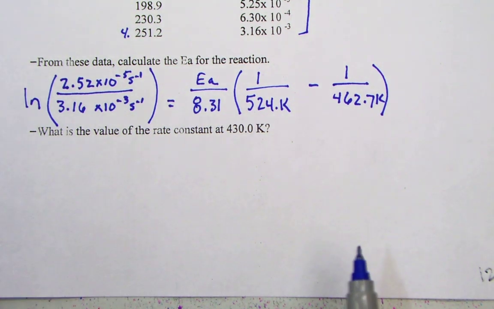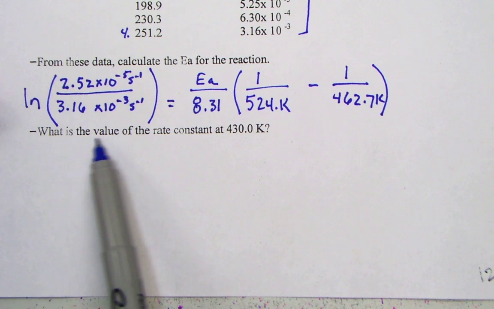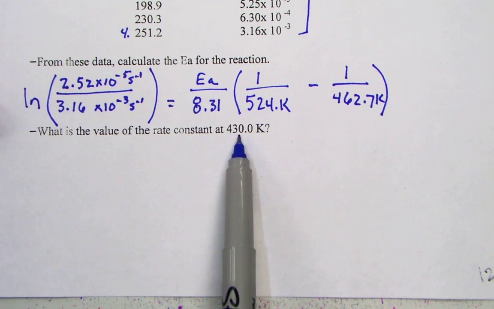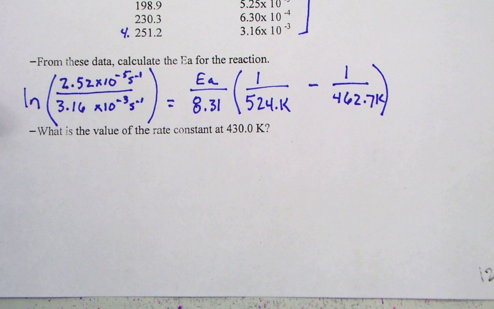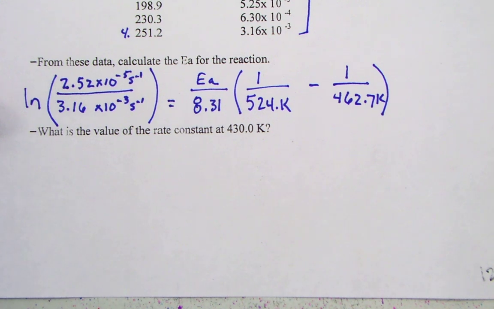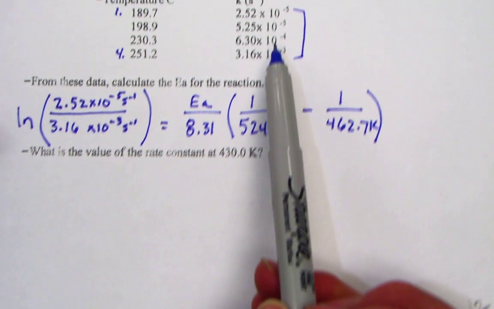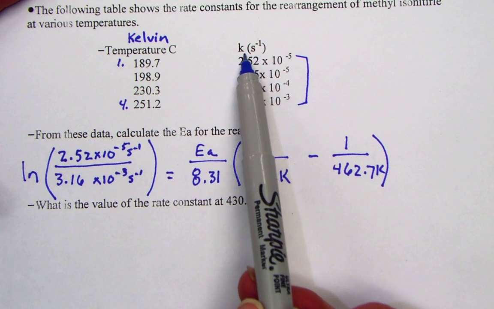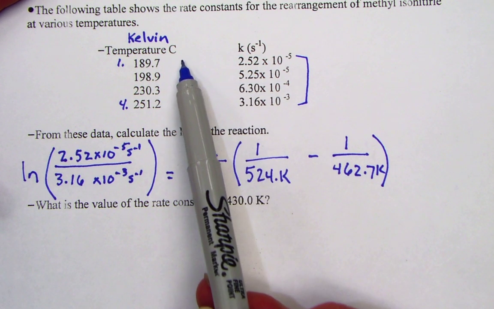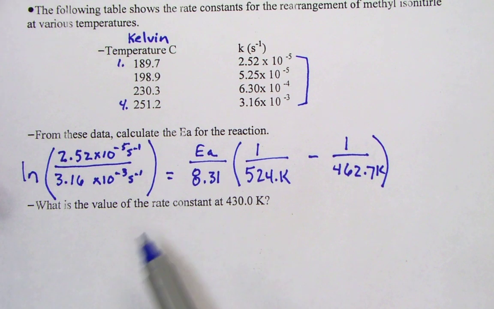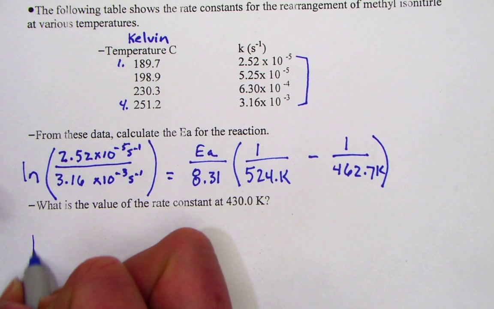Our next example has us examining the value of the rate constant at 430 Kelvin. So now we're being asked to solve for a rate constant K. We have the same generated list. K varies with temperature. Again, we're going to use our non-graphing form of the Arrhenius equation. We'll set up what we know so far.